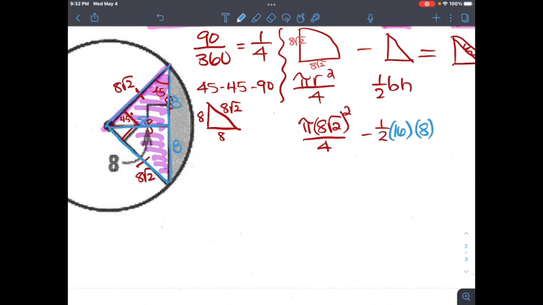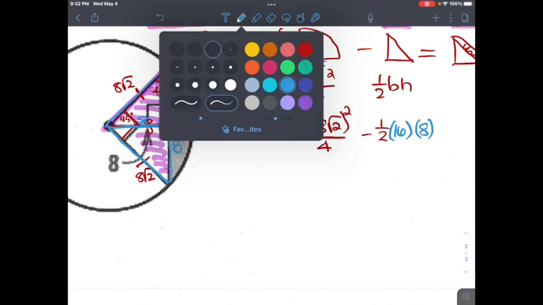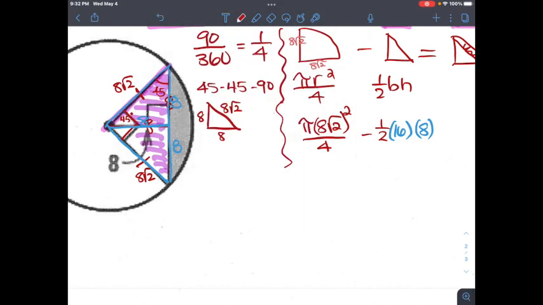Okay, and then in this case, we're going to simplify a little bit to make our life easier, and that will be your shaded area. So if you write this out, it's going to be 8 pi times 8 root 2 times 8 root 2 over 4, minus half of 16, which is going to be 8 times 8.